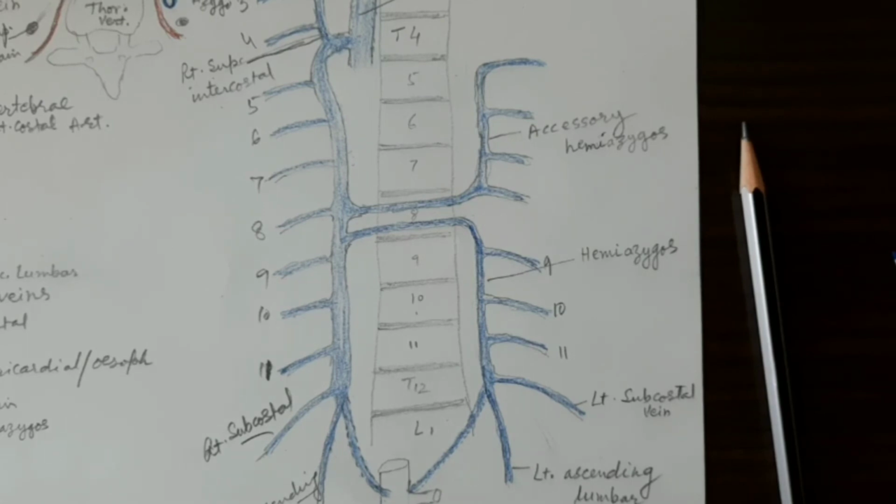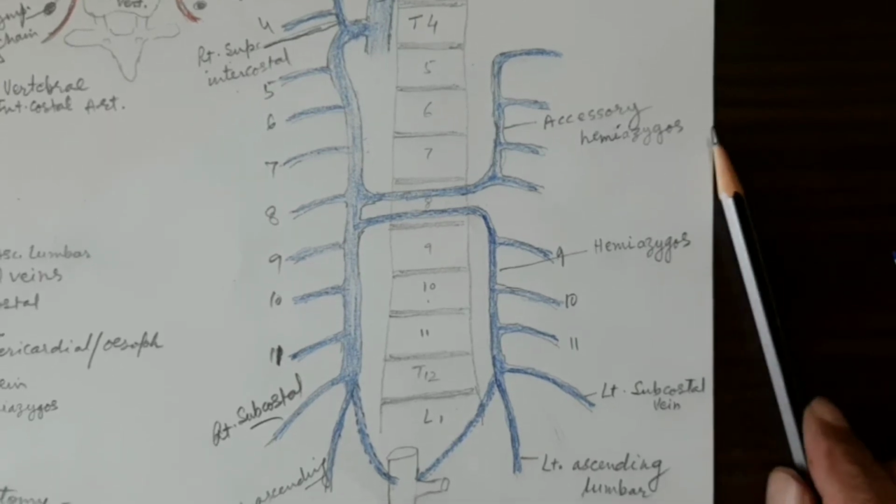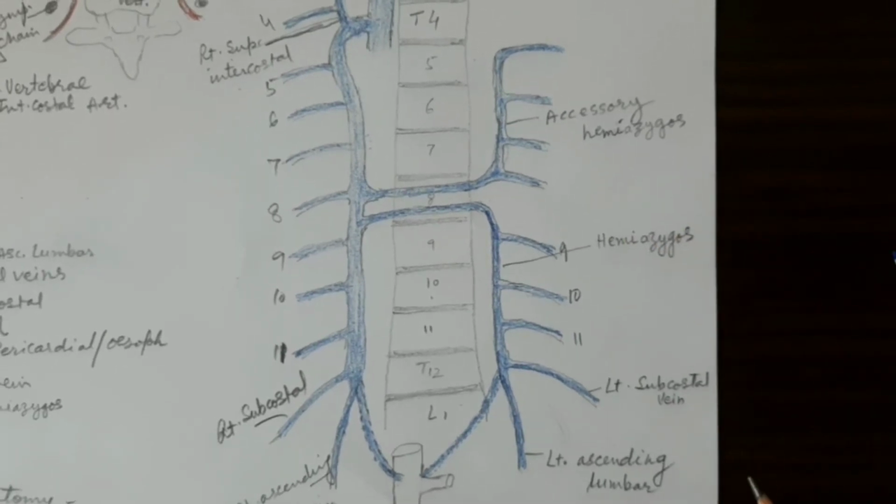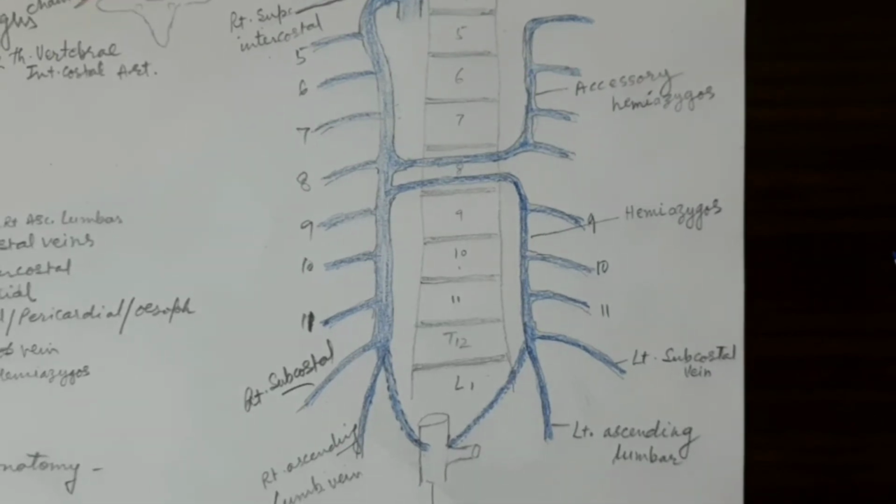So a large area of the thoracic wall is drained by the azygos system of veins. Anteriorly, in the anterior aspect of the thoracic wall, we have learned that there were anterior thoracic veins, and they were draining to the internal mammary veins, or internal thoracic veins. So on the anterior aspect they were draining.